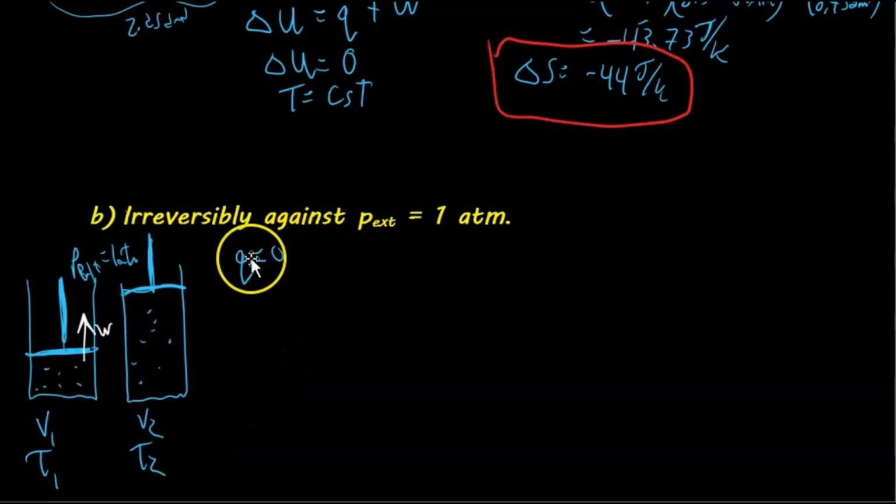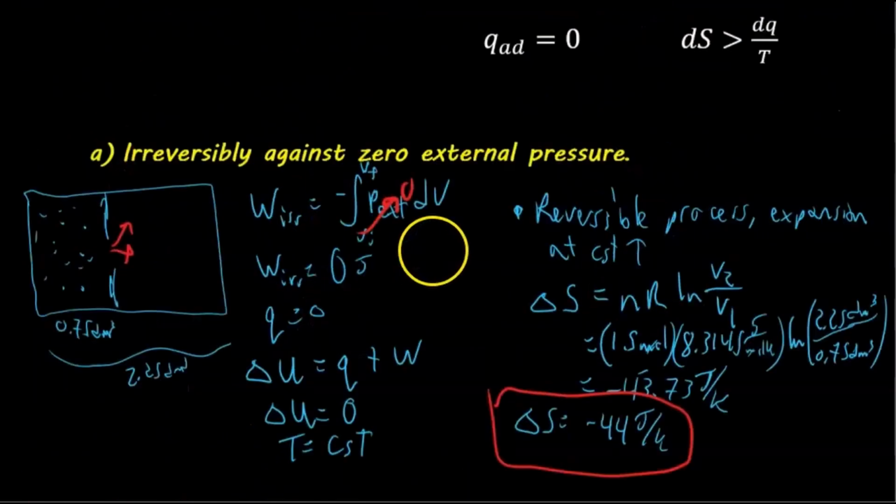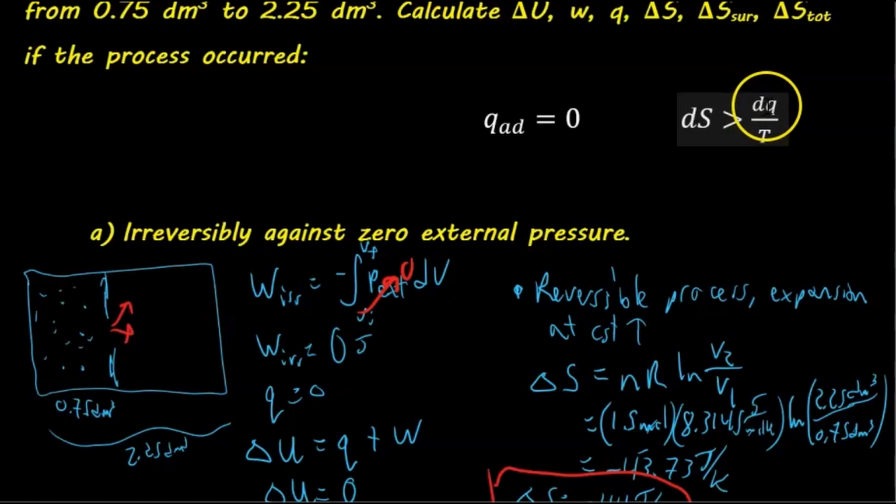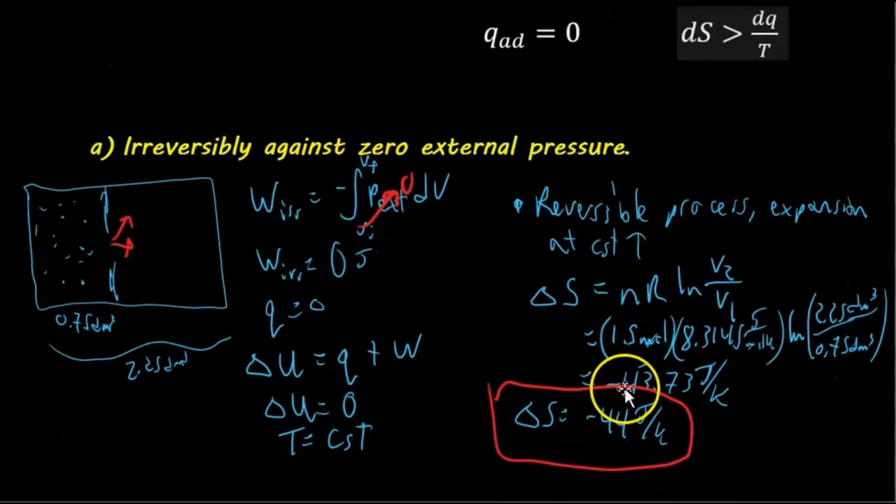Now, we're tempted to plug in 0 into the Clausius inequality and say that the change in entropy is greater than 0 after we integrate it, which doesn't really help us. We want to get an actual number for the change in entropy, not a greater than or less than or something like that, just like what we did here.